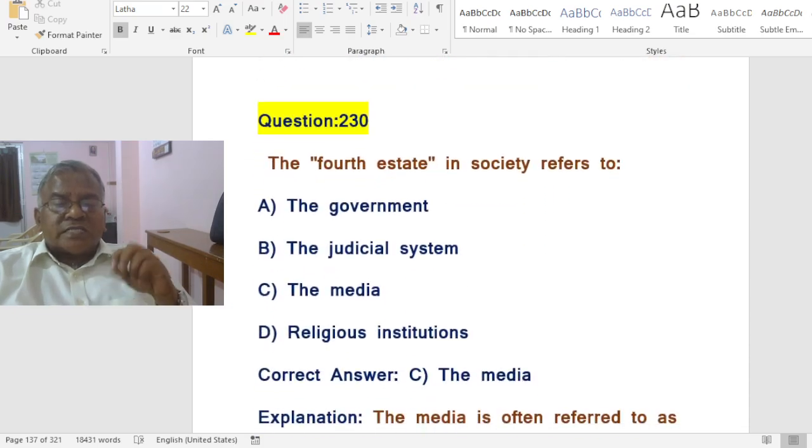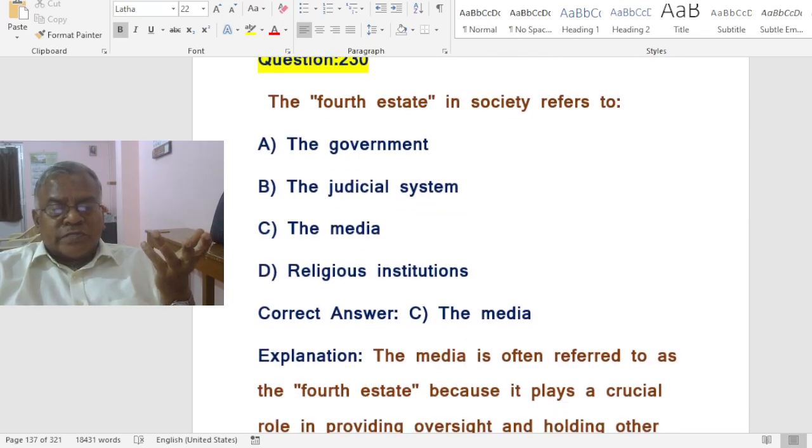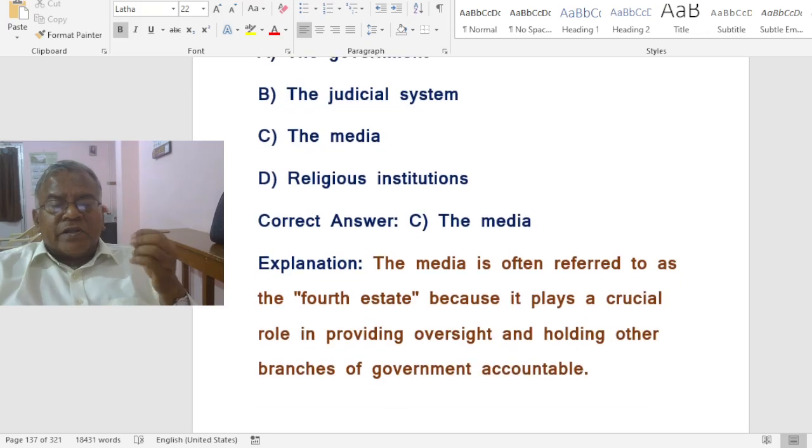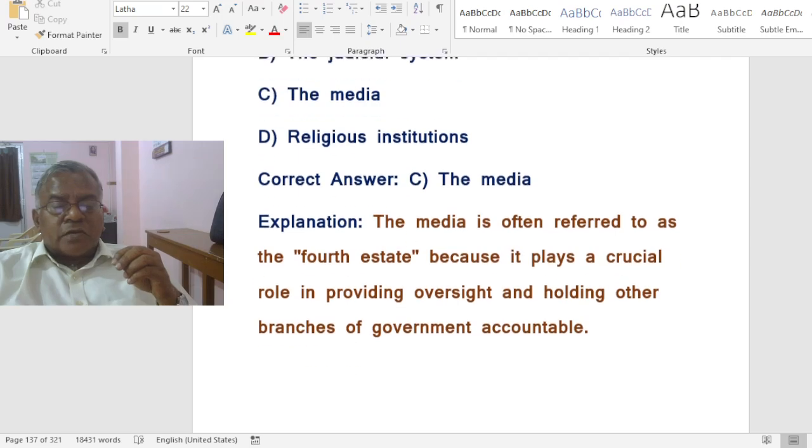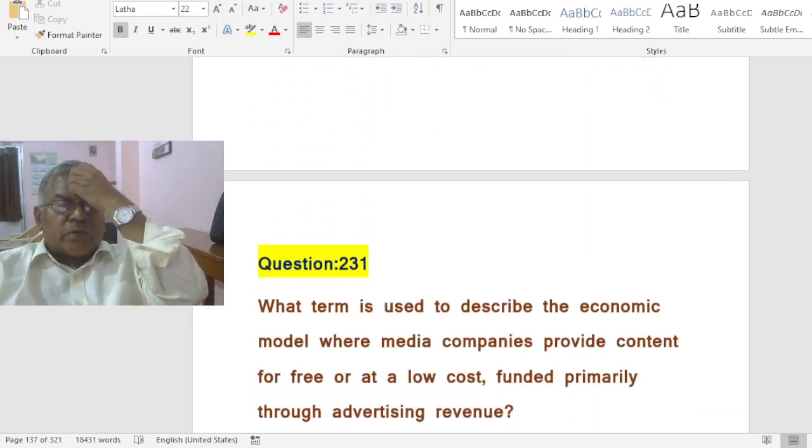The fourth estate in society refers to the media. No doubt, we know this through general knowledge. The media is often referred to as the fourth estate because it plays a crucial role in providing oversight and holding other branches of government accountable.